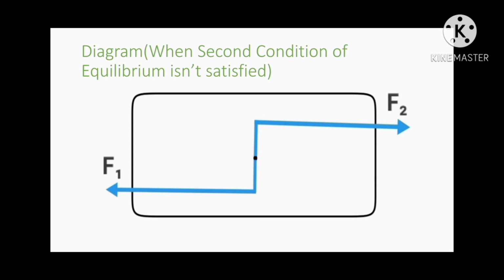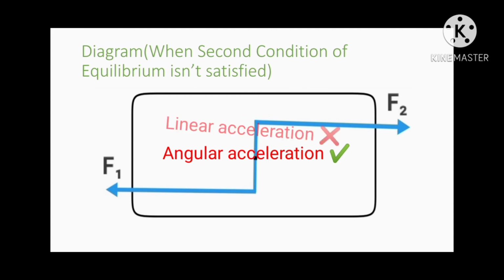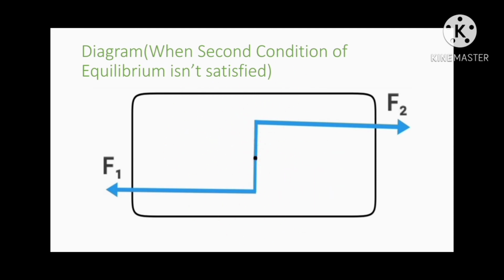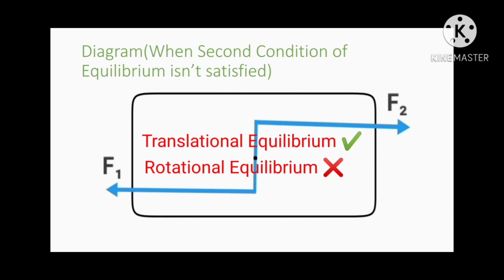But you can see that these forces are not acting along the same line of action. So the body has a tendency to rotate. You can also say that the body has no linear acceleration, but the body has angular acceleration. And you can also say that the body is in translational equilibrium but not in rotational equilibrium.